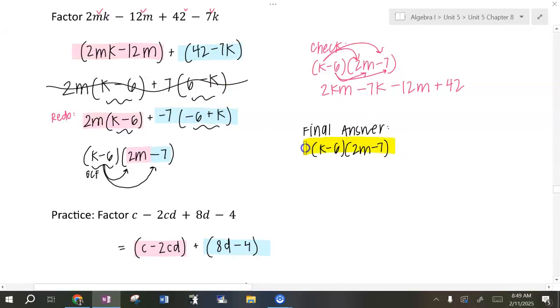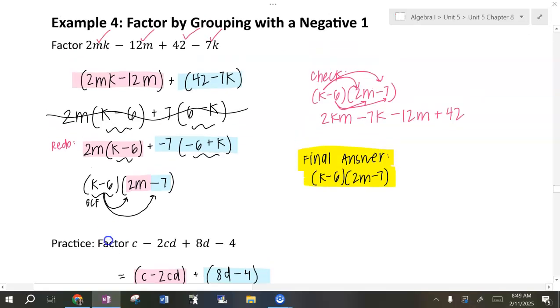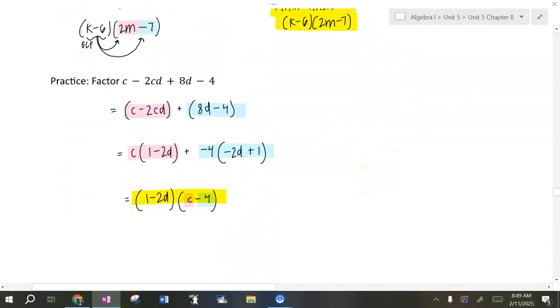All right, there's one last problem for you to try where you're going to have to use this technique of factoring out the negative instead of the positive, but go ahead and see what happens on that one, and when you're ready, you can check your answer.